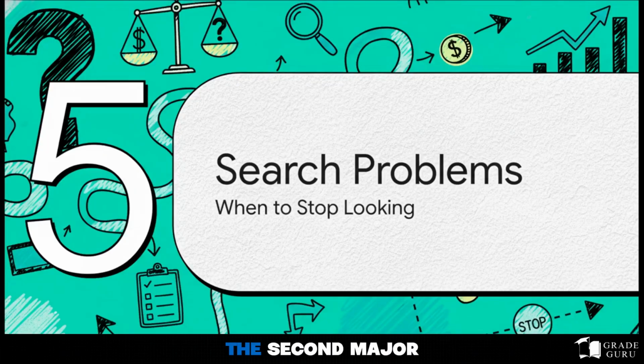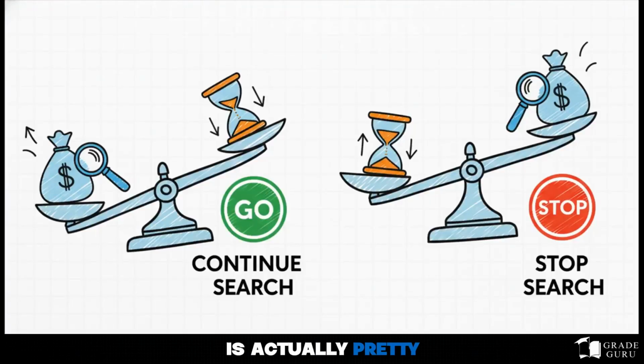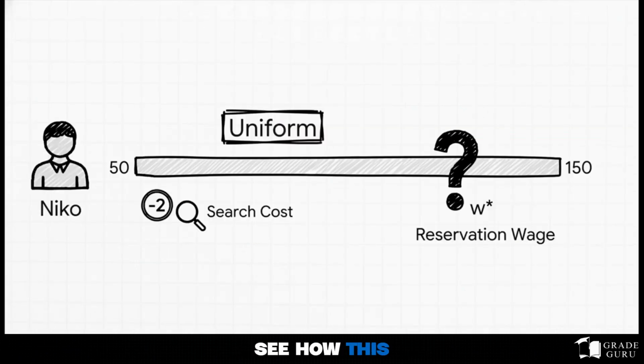Okay, let's tackle the second major type of problem you'll face, the search problem. This is all about figuring out when to stop looking for a better option, especially when searching itself costs you something. The rule here is actually pretty simple and intuitive. You keep searching as long as the expected benefit of one more search is bigger than its cost. The moment that expected gain is less than or equal to the cost, you stop. Simple as that. Let's walk through an example to see how this works.